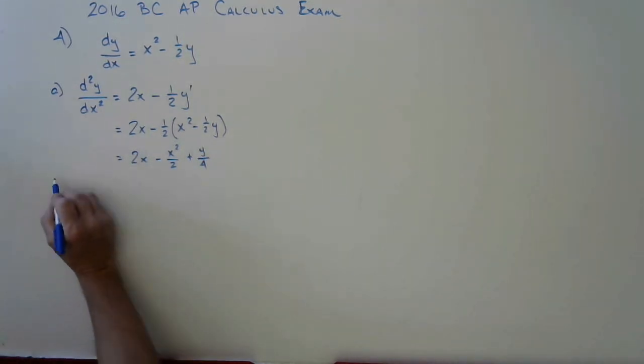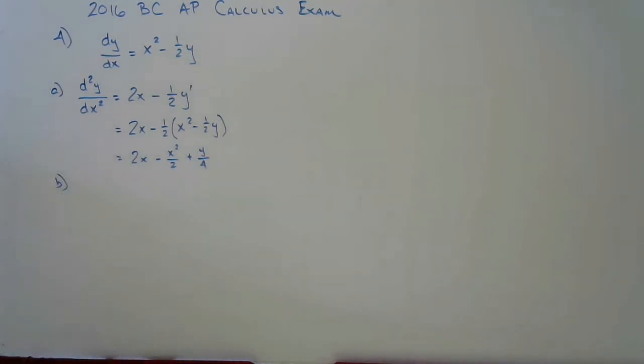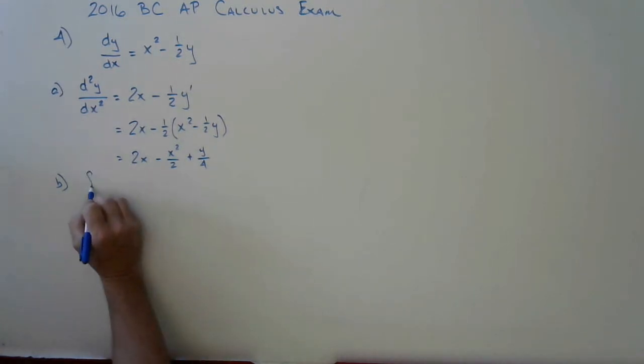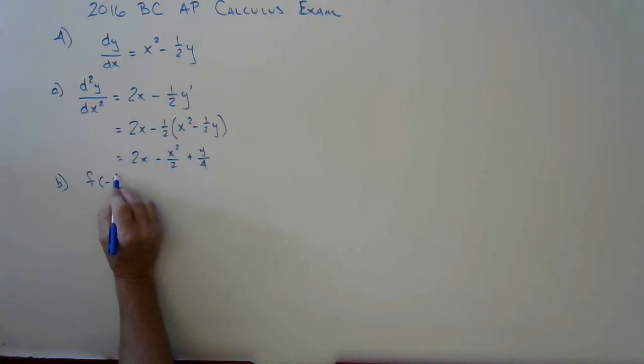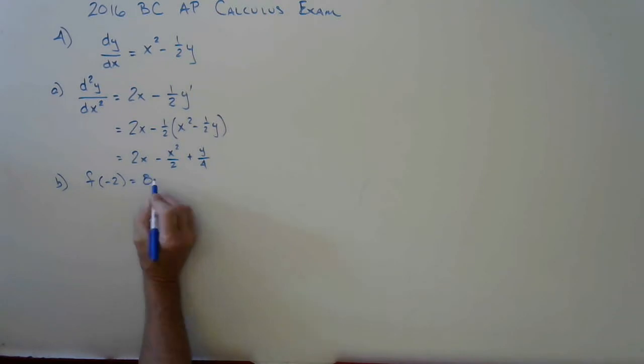Part B, again, remember, they're not going to ask us to solve this, so they're going to ask us questions about differential equations that we can answer that are not solved. Part B says, let y equal f of x be the particular solution to the given differential equation whose graph passes through the point -2, 8. So we know f of -2 equals 8.